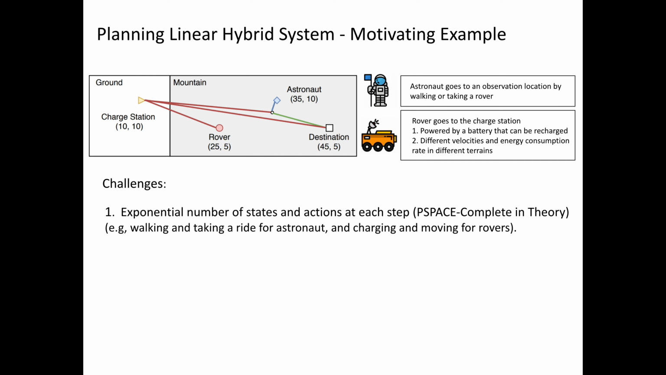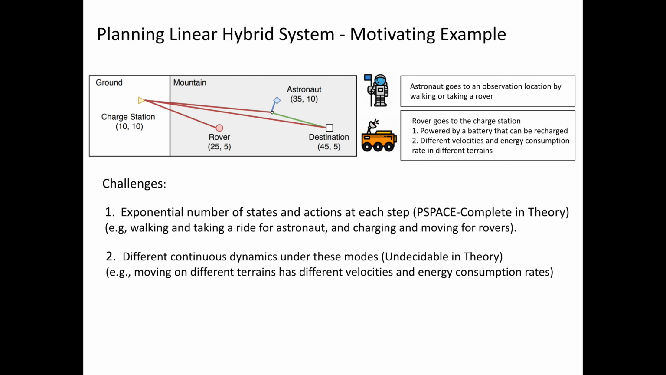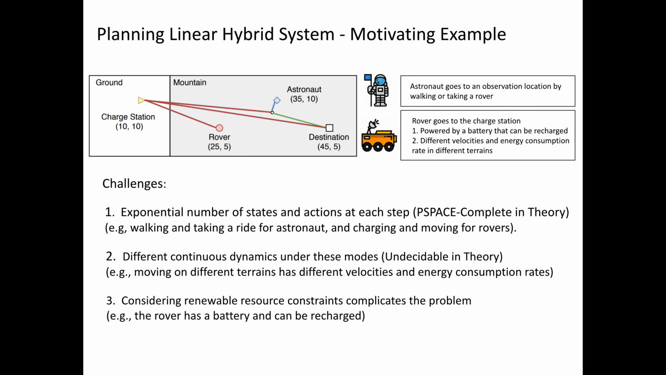Second, only considering numbers in planning is undecidable in theory, which means there does not exist a complete planner. Now to solve it, we have to consider the underlying dynamics. Third, resources such as batteries are involved in this problem, which makes the problem much more constrained. So we have to carefully reason over resources and make decisions to refuel them when it's necessary. Last but not least, we favor high-quality solutions with minimized total time or energy consumption, which is much harder than finding a valid solution.